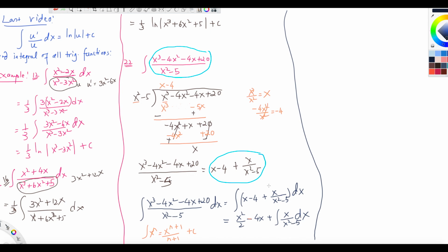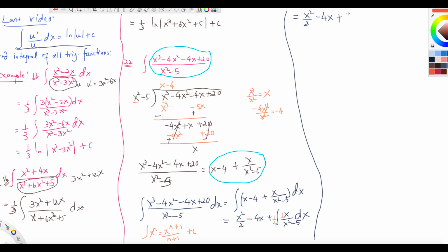All right, so let me copy the first two terms because they are already free from the integral: x squared over 2 minus 4x, but plus, now think of this. Can you use that formula here or no? What is the derivative of x squared minus 5? It is 2x, but there is just x, right? So what I need to do is multiply by 1/2 times 2, and then the 2 and 2 will cancel out. Basically, you'll get x over x squared minus 5, but the derivative of x squared minus 5 gives you 2x.